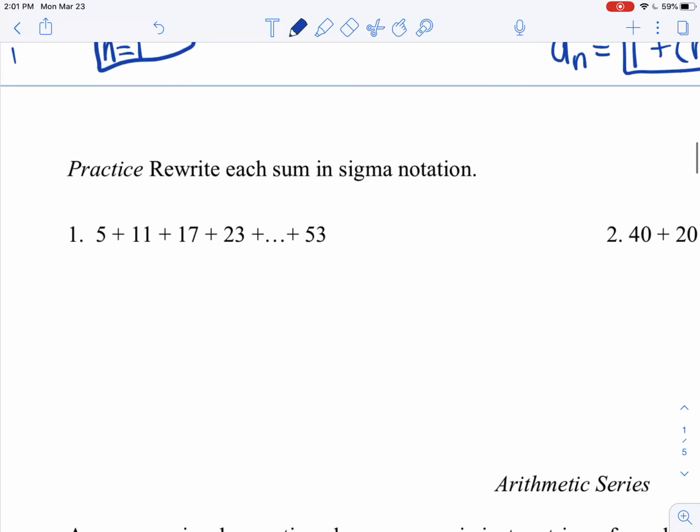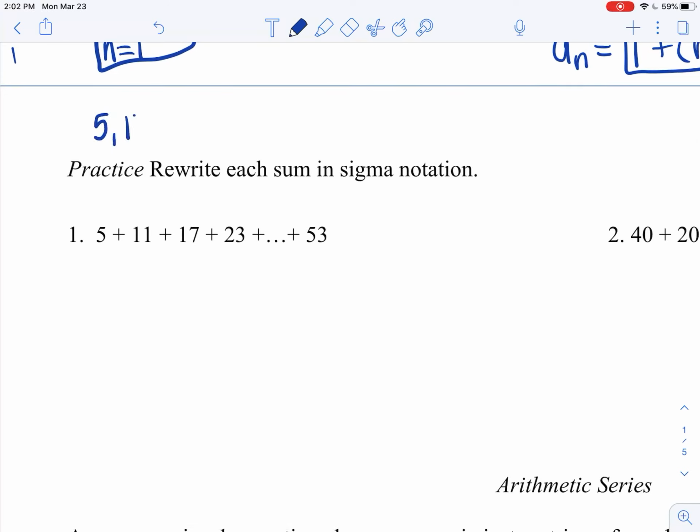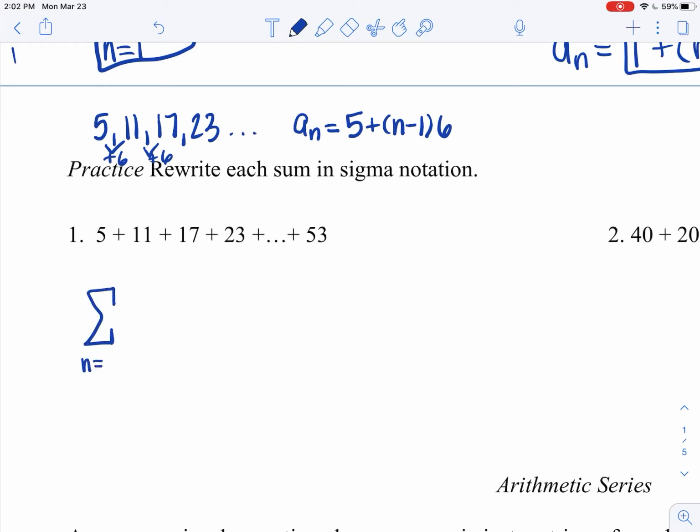Okay, so if I go now to the next two questions, it says rewrite each sum in sigma notation. First things first, let's look at this pattern of numbers: 5, 11, 17, 23, etc. You can see that you're constantly adding by 6. That's why it's an arithmetic pattern. If I write a rule for this arithmetic pattern, it's my first term, which is 5, plus n minus 1, times my common difference of 6.